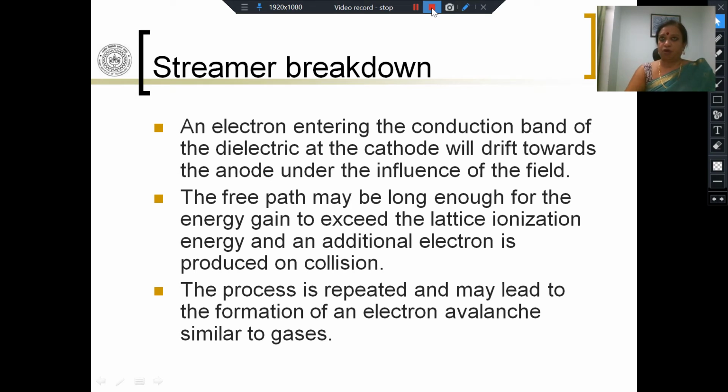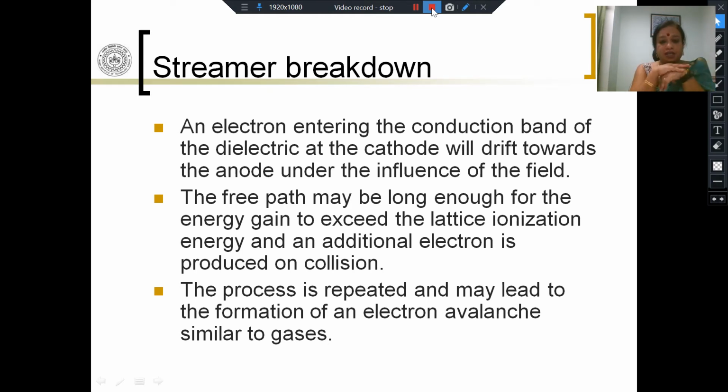So you have an electron which acquires enough energy from whatever may be external field or temperature, and it enters into the conduction band. So it has enough energy to become a free electron. Once it becomes a free electron, if you have sufficient number of free electrons, these free electrons will be accelerated towards the cathode by the external applied fields. Normally, in a solid, the mean free path of an electron is so small that it cannot acquire enough energy from the field so that when it collides, it can cause ionization.